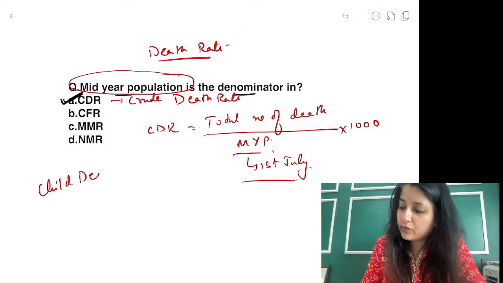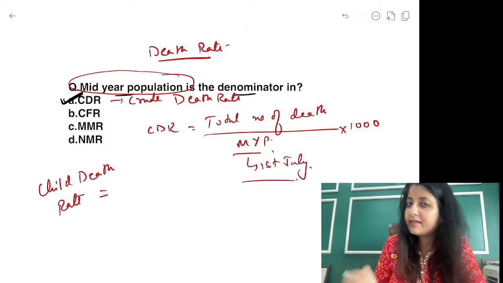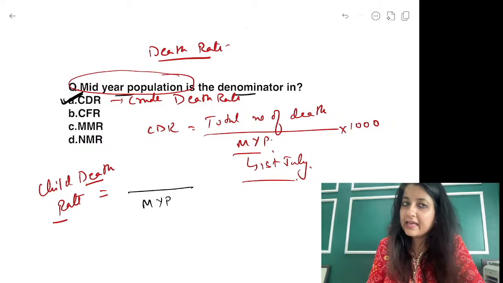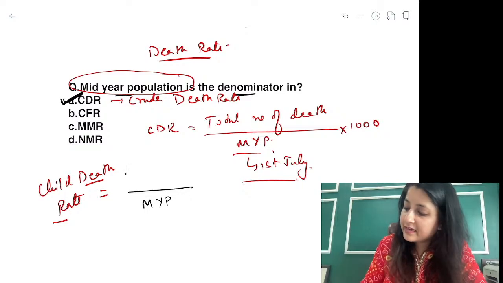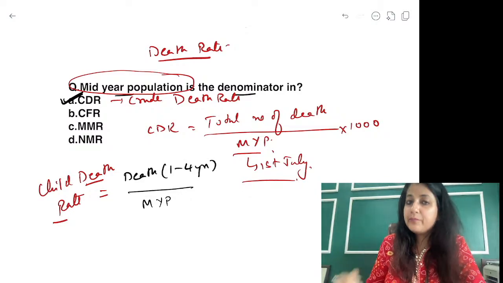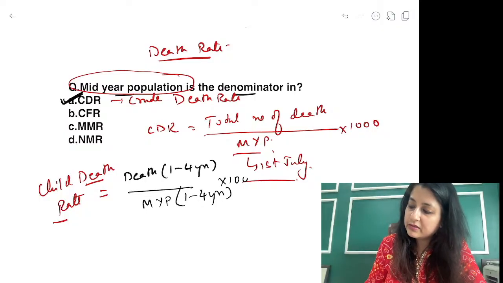Suppose in the exam you get child death rate. Now you should remember what ma'am has said. Ma'am has said that whenever it is death rate, the denominator is mid-year population. Okay? Now child death rate means death between which age group? 1 to 4 years. Which age group's mid-year population will we see? 1 to 4 years, per 1000.